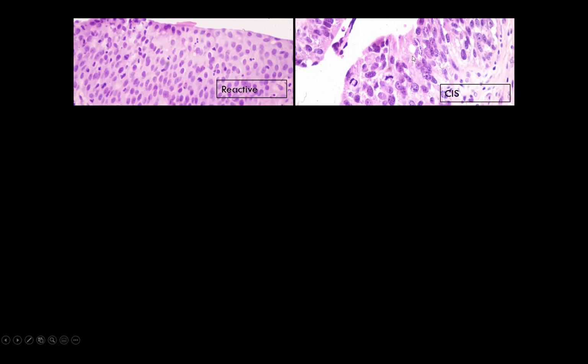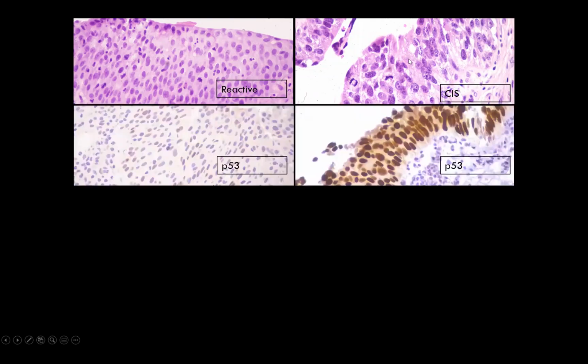So what happens when we apply the p53 immunostain? In most reactive conditions, the p53 should show a wild type pattern where we see some pale staining in some of the cells. So this is a wild type, non-mutated p53 pattern, compared to most cases of carcinoma in situ, where we see a dark, intense stain of p53 in almost all of the cells. So this is a mutated pattern, right?